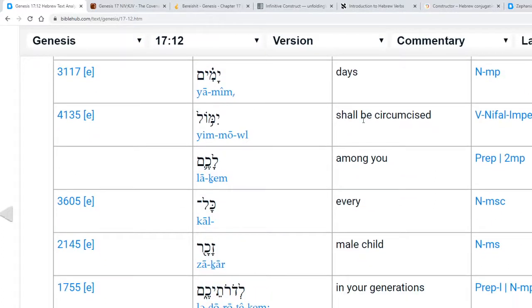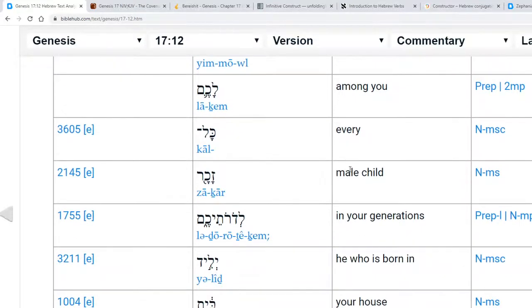Yimol, right? Again, mem vav lamed, they're saying is the root, which I won't disagree with. Yimol, it's shall be circumcised, right? This is an imperfect of the nifal of the yimol, right? It's in the passive. Lachem. So prepositional lamed, chem is second person masculine plural, all y'all. Kol, every. Zachar, male.